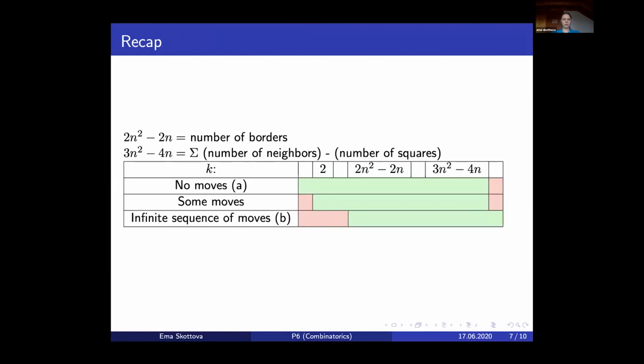And here I'm going to show you a table where we have the different values of k and the different options, whether there are no moves, whether there are some moves, and whether there is an infinite sequence of moves. So what we can note here is that between 2n squared minus 2n and 3n squared minus 4n, depending on the configuration that we have, it is possible that there are no moves at all, some moves, or an infinite sequence of moves. And also we can see that for a k smaller than 2n squared minus 2n, there are no moves no matter how they're distributed. And for k greater than 3n squared minus 4n, there's always an infinite sequence of moves, no matter how the stones are distributed.